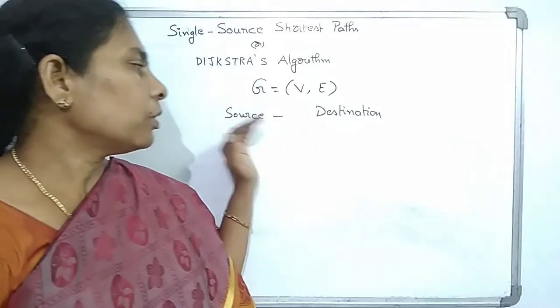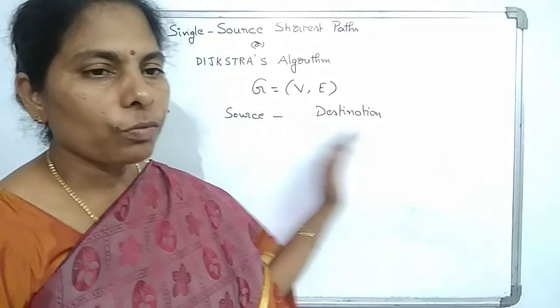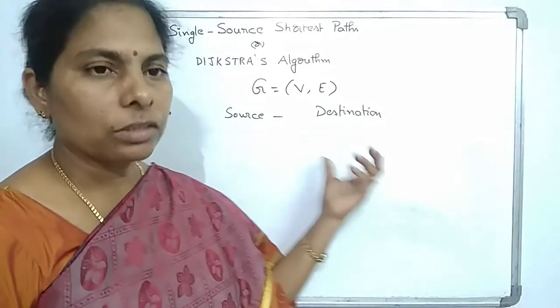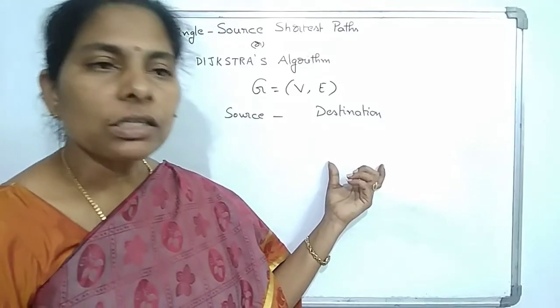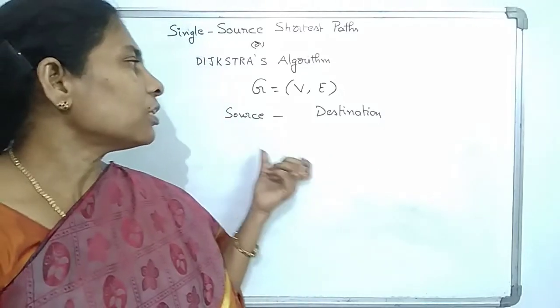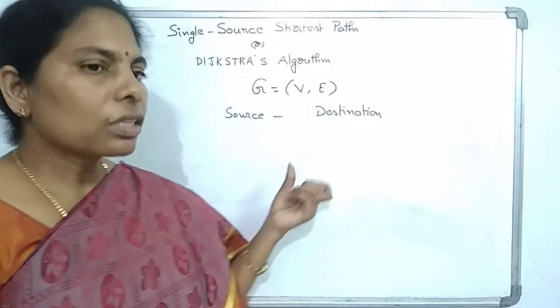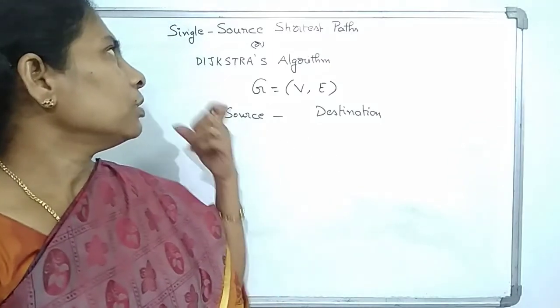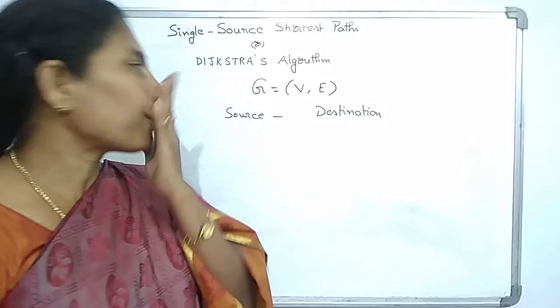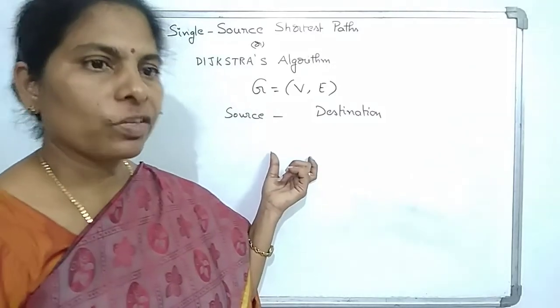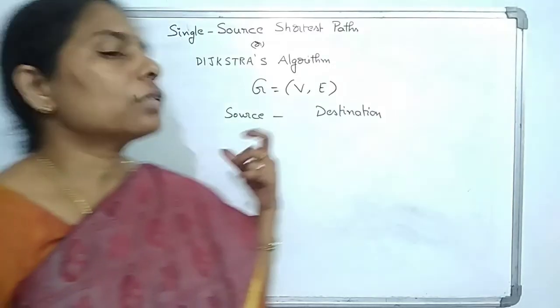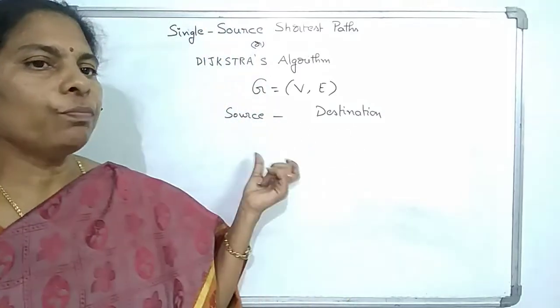In that graph, many paths exist from node 1 to another node, from source to destination. But you must identify which path is the shortest. This type of process is called the single source shortest path problem, or Dijkstra's algorithm. That means the shortest path between the nodes.